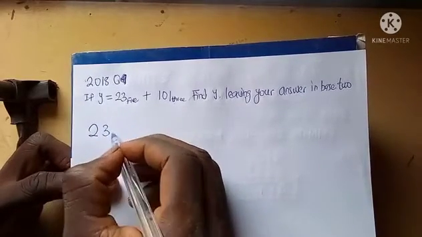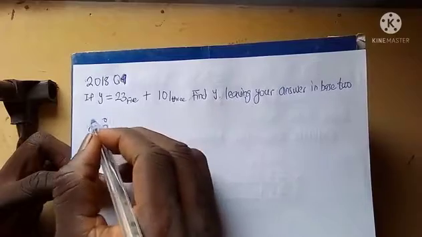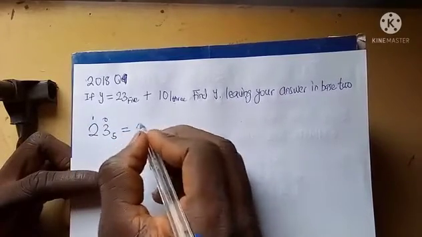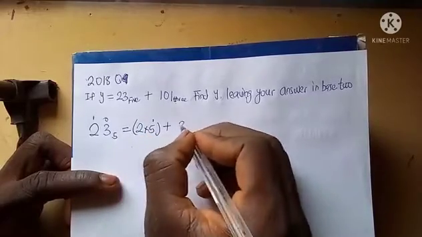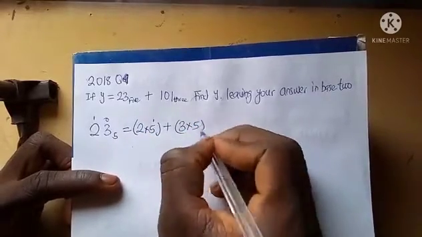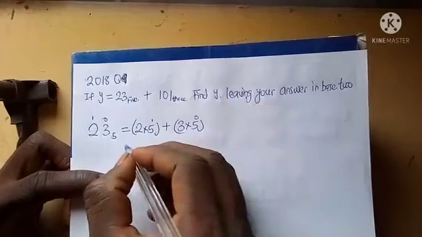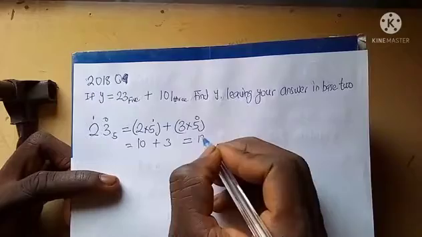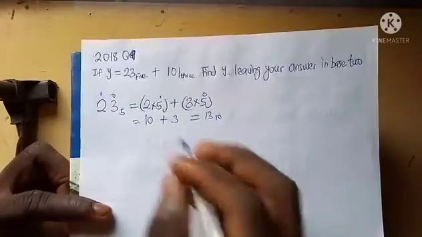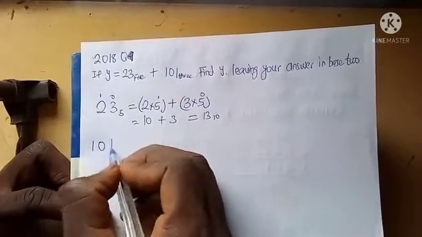So you have to convert them to base 10. So 23 base 5 is equal to 2 multiplied by 5 raised to the power of 1 plus 3 multiplied by 5 raised to the power of 0. So this is 10 plus 3, because 5 raised to the power of 0 is 1. So let's move to 101 base 3.